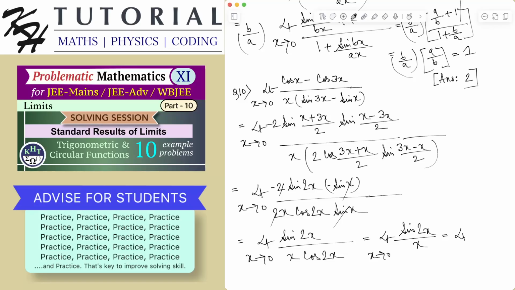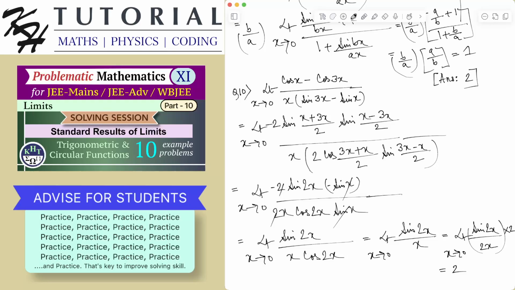So this is limit x tending to 0 sin 2x by 2x, and I just have to multiply with 2 because x is already there in the denominator. Sin 2x by 2x when x tending to 0, limiting value of sin 2x by 2x is equal to 1. So this is equal to 2.